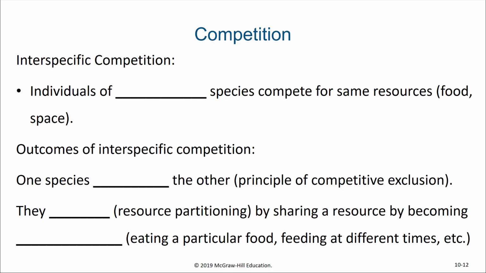Interspecific competition is when individuals of different species compete for the same resources, whether they're competing for food or space or some other limiting resource. Now, the outcome of interspecific competition is either that one species excludes the other, meaning they simply outcompete them. The lacking species or the less competitive species is just not able to get enough of that resource that it needs to survive. Or they coexist.